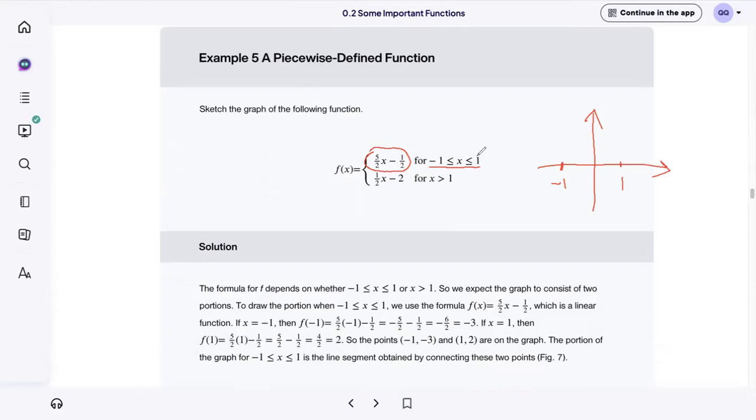If x equals 1, we have 5/2 minus 1/2, which is 4/2, which is 2. So x equals 1, y equals 2. Let's say this is 2, so we have this point. When x equals 0, because 0 is the easy one, y equals -1/2. So this is -2, -1, then -1/2 will be here. And then when x equals -1, that becomes -5/2 minus 1/2, which is -6/2, which is -3.